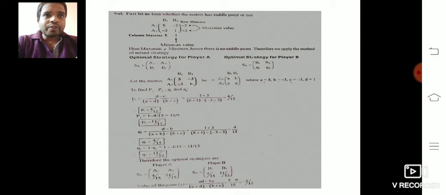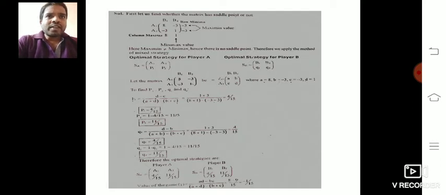And next we need to find the minimax value. In the B1 column, which one is the maximum value? 8. In the B2 column, which one is the maximum value? 1. Among these maximum values, which one is the minimum? 1. So you call it the minimax value. Here for this problem, the maximin value is not equal to the minimax. Maximin you got minus 3 and minimax you got 1. Both values are not equal, so that indicates a saddle point does not exist.